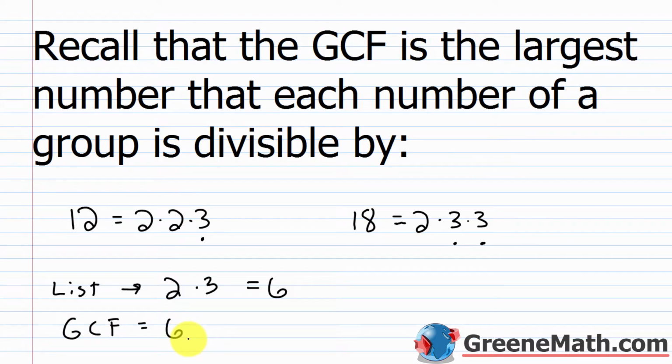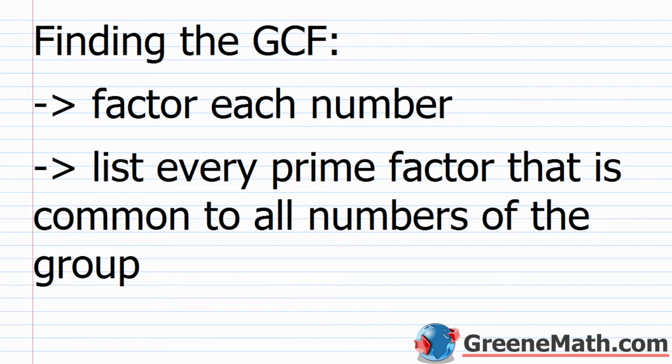And you can see if you took 12 and divided it by 6, you get 2. Remember, if we talk about something being divisible by something, that means it divides evenly. There's no remainder. So 12 divided by 6 is 2, no remainder. 18 divided by 6 is 3, no remainder. So that is the largest number that each number of this group, the 12 and the 18, would be divisible by.